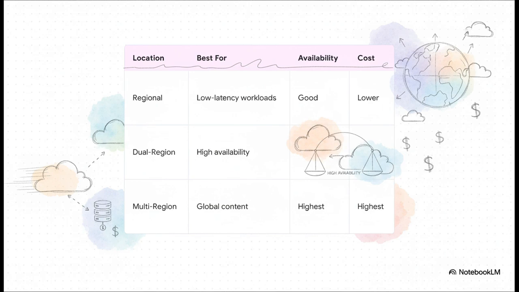When you create your bucket, you also have to pick its location. And this is a classic trade-off decision. Regional is the cheapest and fastest if all your users are in one place. Multi-region gives you the absolute highest availability for a global audience, but it's going to cost you the most. And dual region is that nice sweet spot in the middle for high availability across two specific areas.